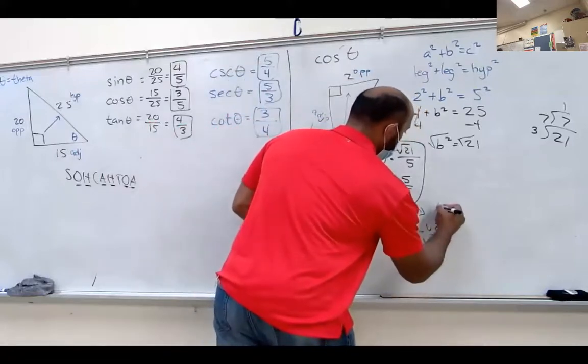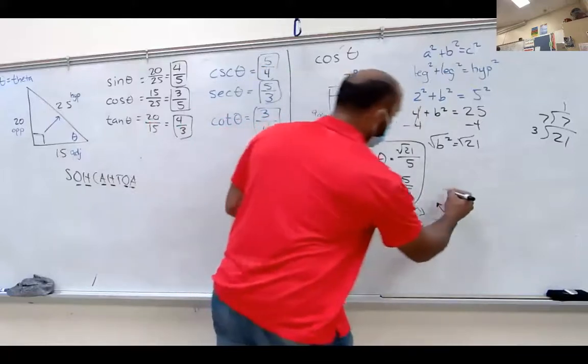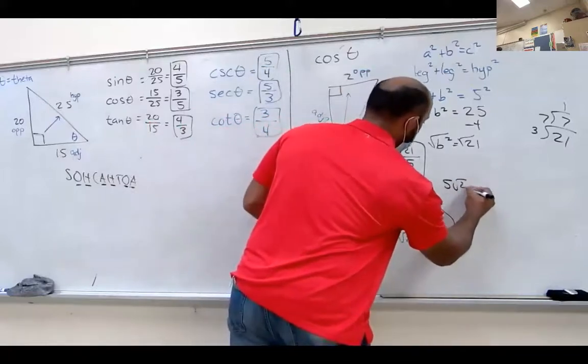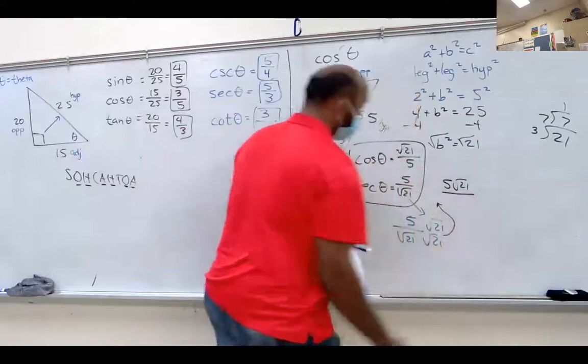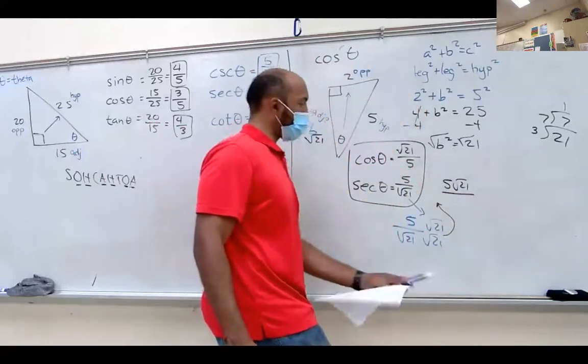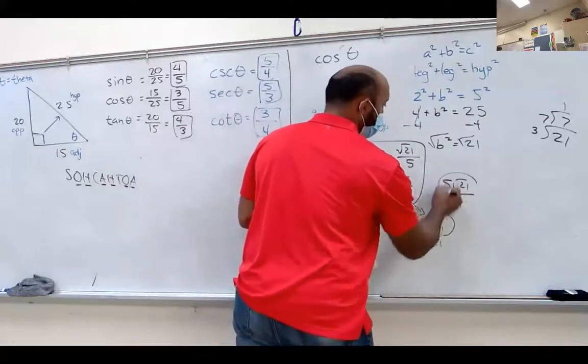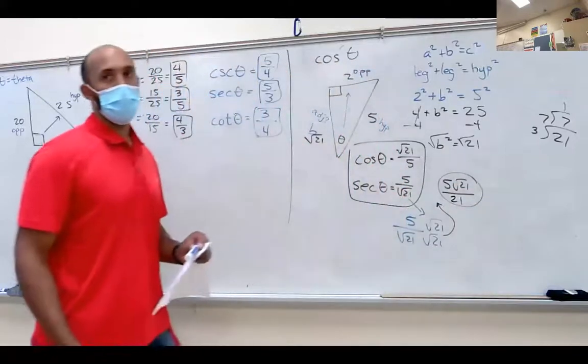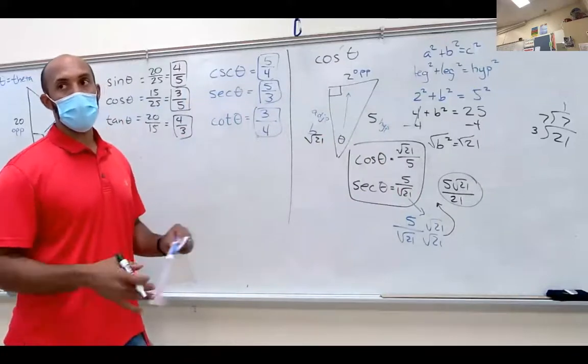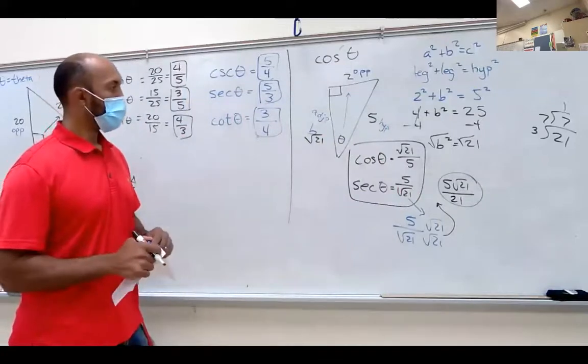I'm actually going to bring this back up here. Okay, so now 5 times the square root of 21 over, what's square root of 21 times square root of 21? It's just 21. Okay, remember it ends up being the same number. You just take away the square root. Okay.